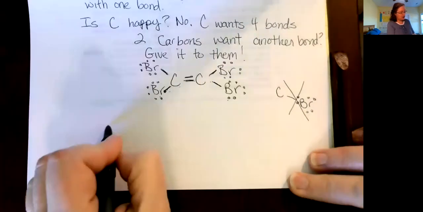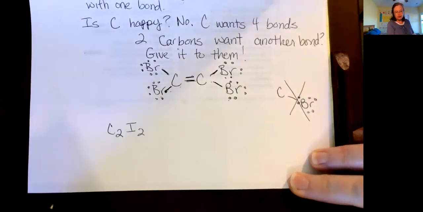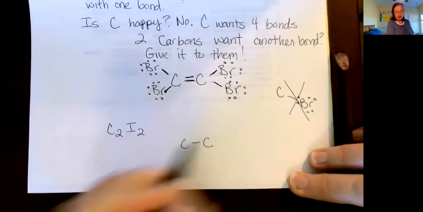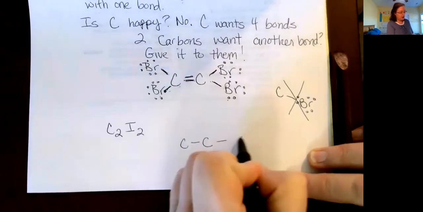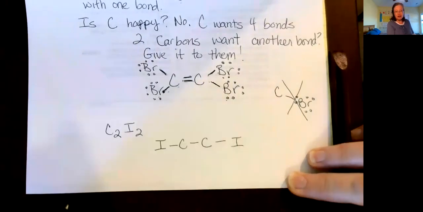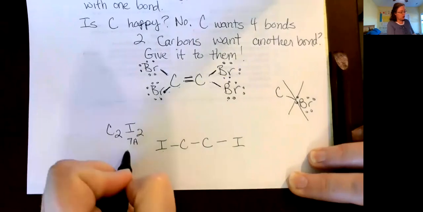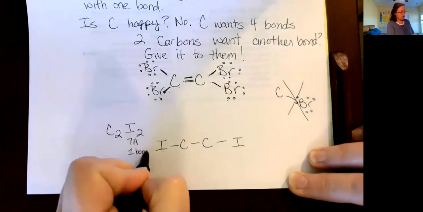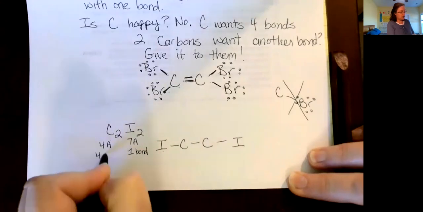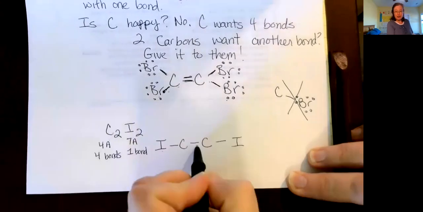Let's say we have C2I2. 2 carbon atoms in the center. Let's be fair, we'll give them each 1 iodine. All right, iodine's happy. He's in group 7A, so he wants 1 bond. Carbon, 4A, he wants 4 bonds. Well, let's give it to him.